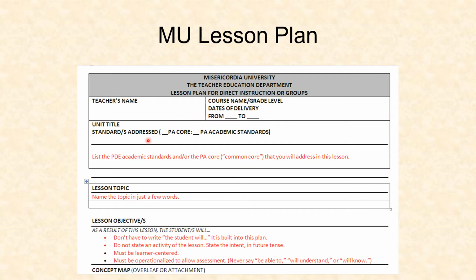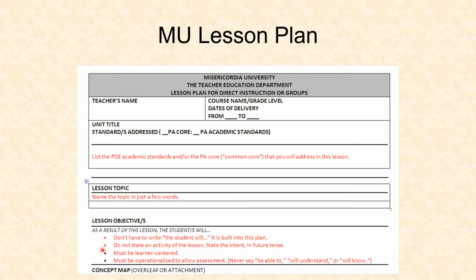Then we'll list the standards that are addressed. So in the standards area, actually write out the standard and include the number of the standard right here. Then name the topic that you're going to teach in just a few words. So here it's the generally overall topic, not what the students will do or anything like that. It's the topic name. Then we'll write the objectives of the lesson.